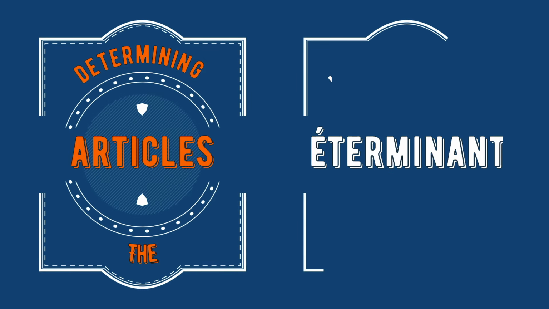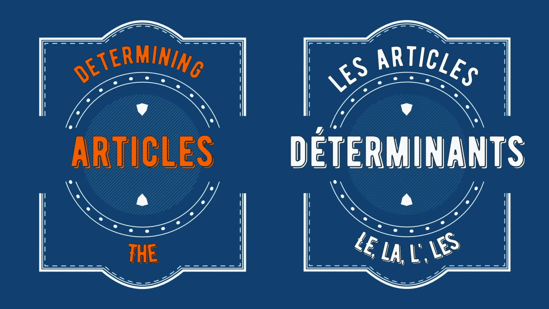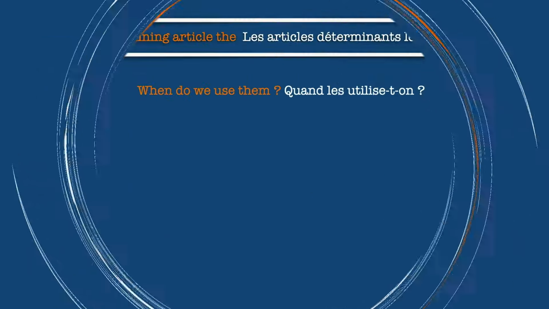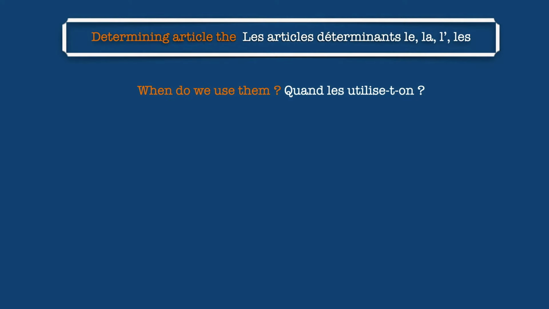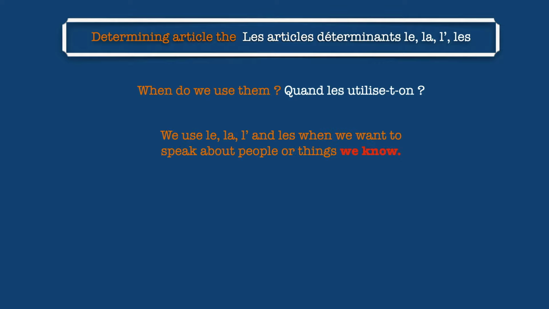Now, we are going to see the other determining articles that I want to teach in today's video. Following the same pattern as previously, I will start by replying to the question, when do we use them? So, it's the opposite than before, because we use le, la, l', les when we speak about people or things that we know.